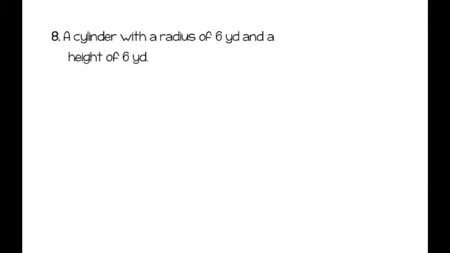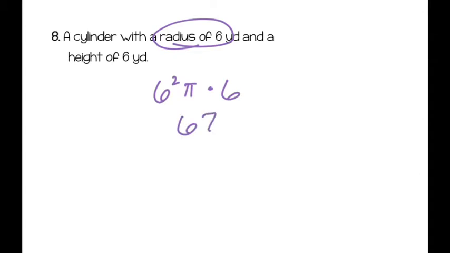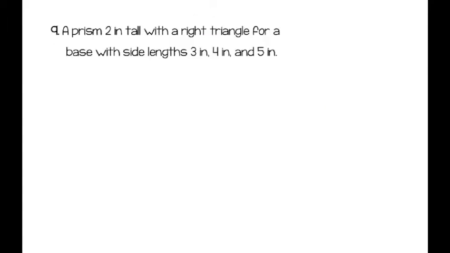Okay, go ahead and try number 8, and then come back and just make sure that you got it right. What you should have done with the radius being 6, I'm going to say 6 squared, so that's the r squared times pi, and then the height is 6. And so that should come out to be 678.58 yards cubed. Okay, go ahead and try number 9.